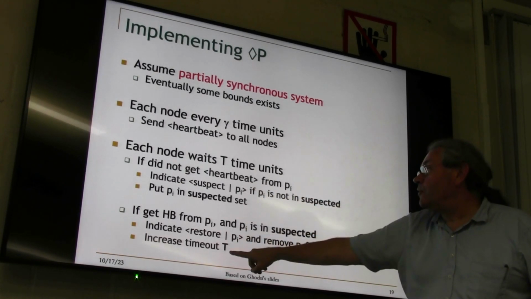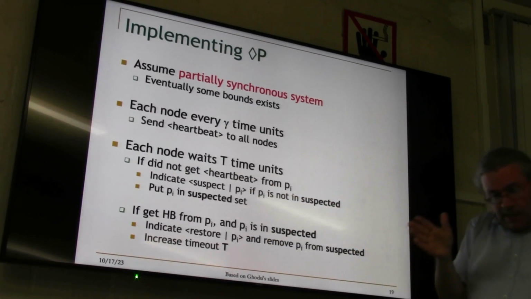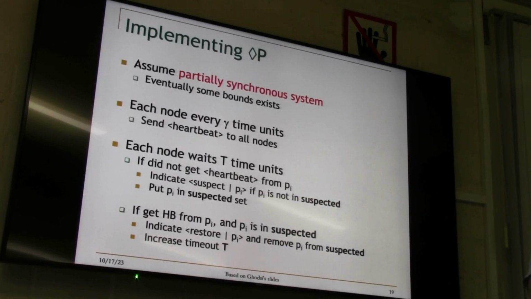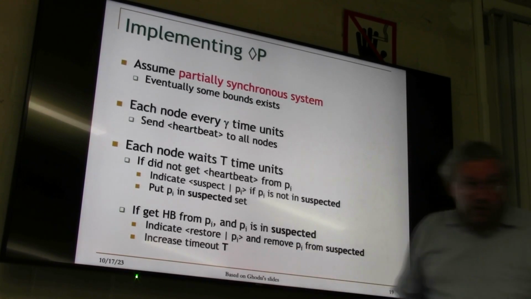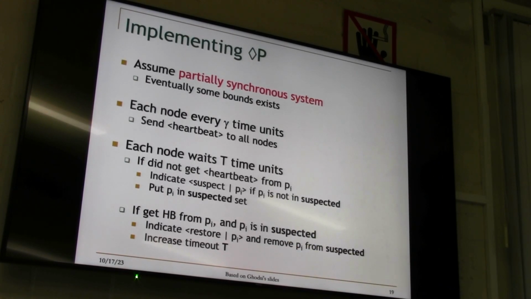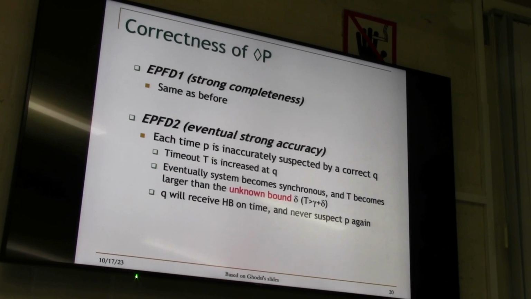So that's the algorithm. So you wait T, which starts out being some small number, so that means you're suspecting the nodes a lot. But you will eventually get the heartbeats, so you correct your mistakes. But you keep increasing T until T is bigger than the bounds. Okay, so let's see how that works. There's actually multiple conditions. Okay.